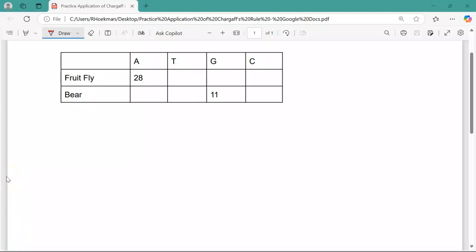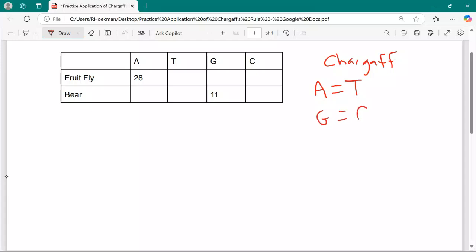Okay, so we are thinking about Chargaff's rule. Chargaff did a bunch of research and figured out that in organisms the amount of A is equal to the amount of T, and the amount of G is equal to the amount of C. So we're talking about DNA. In any organism, those amounts are equal.